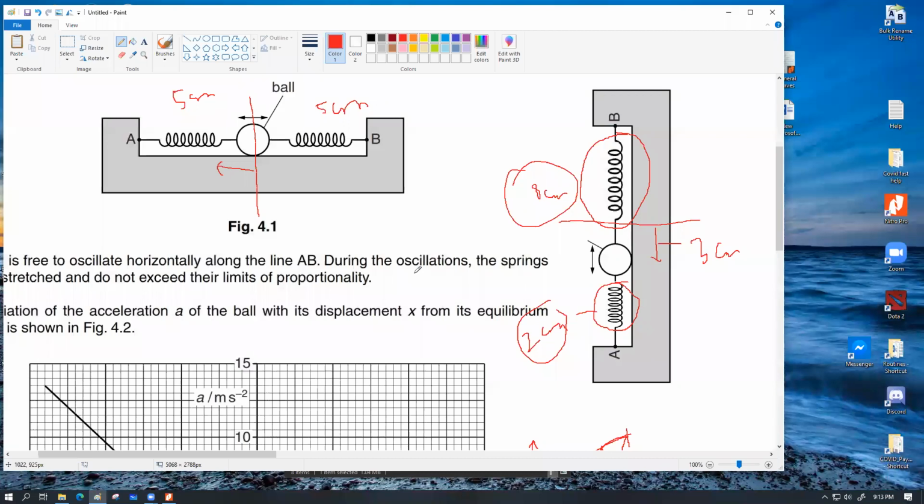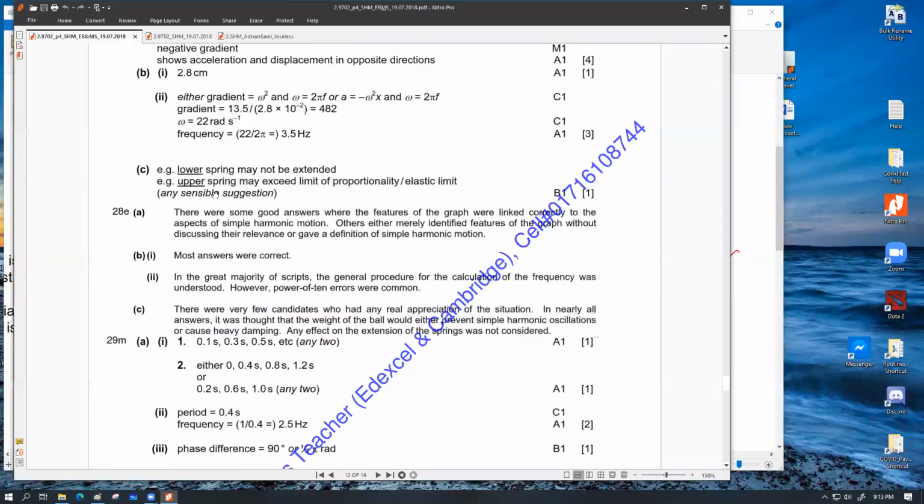In the mark scheme they have underlined two words, lower and upper. Which spring are you talking about? You have to specify that. So if you did write that the lower spring might be under compression and the SHM might not happen, you would also score the mark. That is a similar idea to the first sentence.